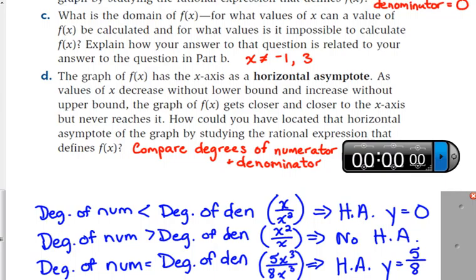These are just very simple examples. Usually there's more to functions, obviously. Like in our previous example, I was just focusing on the term that has the highest exponent in the numerator and the denominator. That's what you focus on when you're asked about horizontal asymptotes.